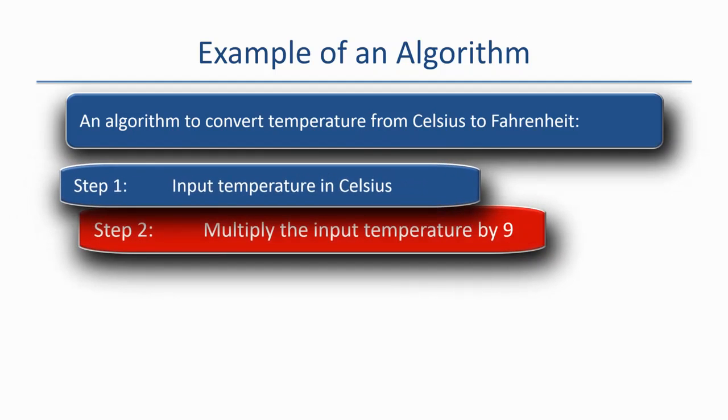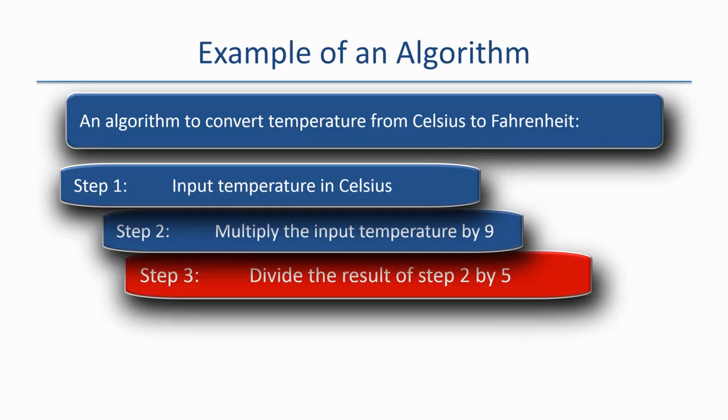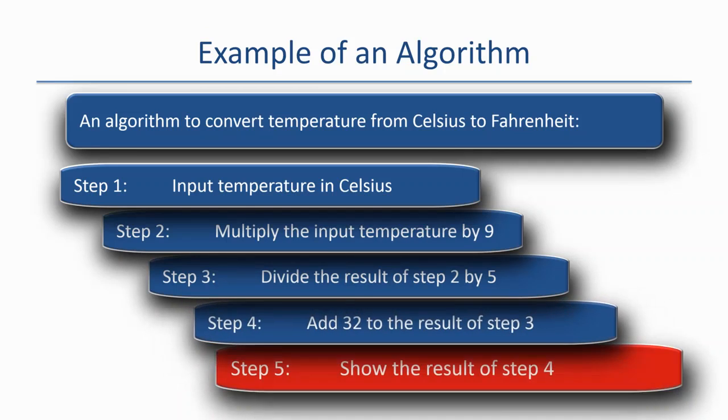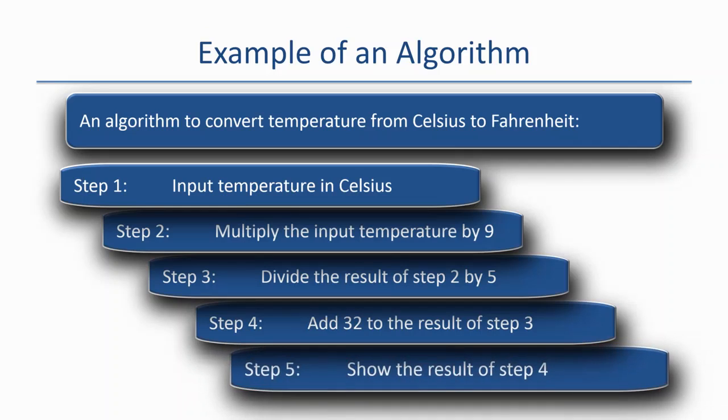The next step is to multiply the input temperature by 9. Then you will divide the result of step 2 by 5. The next step is to add 32 to the result of step 3. And last, you will show the result. And this is an example of a 5-step algorithm to convert from Celsius to Fahrenheit.